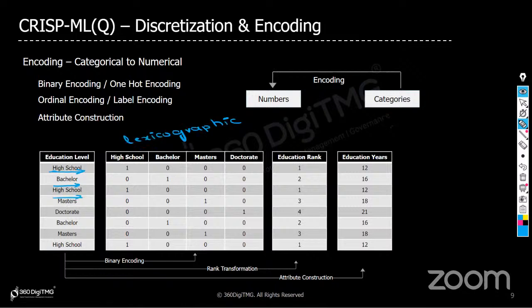So these are the different encodings present. I hope this is clear. Discretization and encoding. Discretization is converting numerical into categorical, and encoding is converting categorical into numerical. Now let's see what is present next.